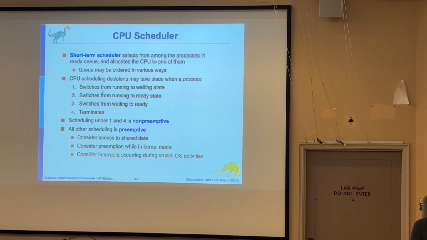Scenarios 1 and 4 are non-preemptive, meaning these are locations where the running process is making a decision that it wants to give up the CPU. The other scheduling is preemptive, which means that another process can interrupt the current running process and change it. For example, this second scenario, switch from running to ready state.